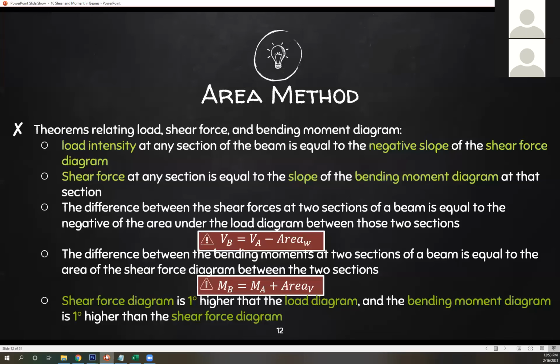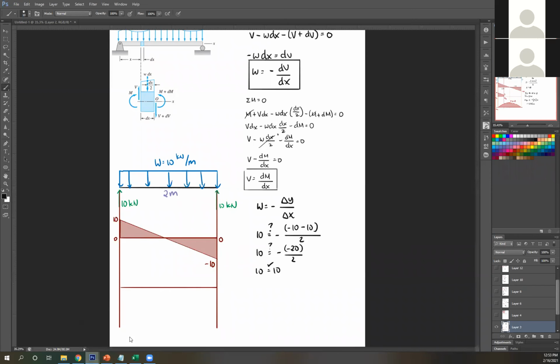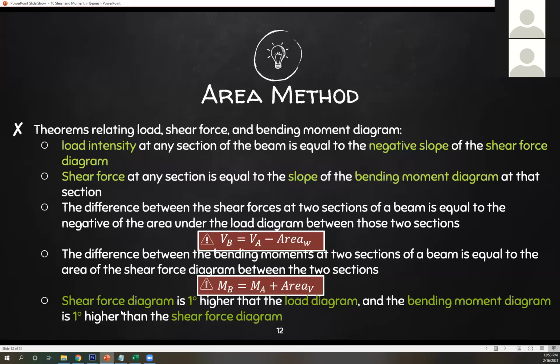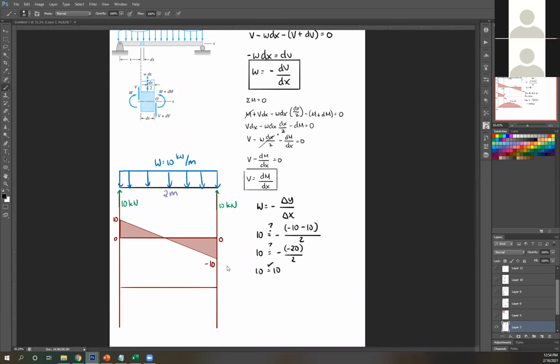First theorem correct. Next, shear force at any section is equal to the slope of the bending moment diagram at that section. Now I need to draw the bending moment diagram. So the bending moment diagram is 1 degree higher than shear force diagram. My shear force diagram is a sloping line. What's 1 degree higher than that? Say, parabola.